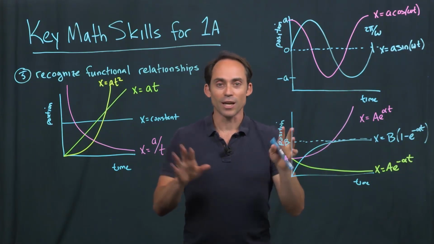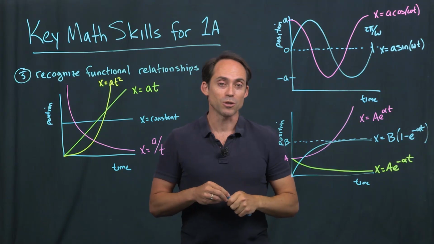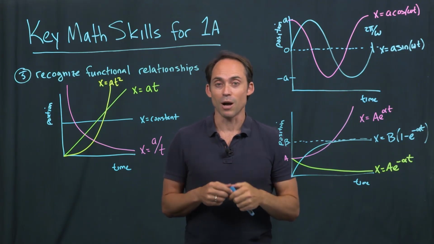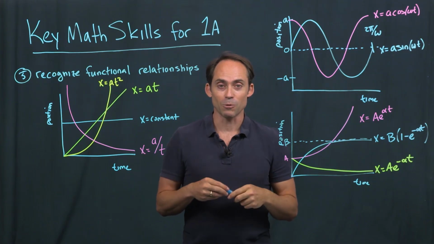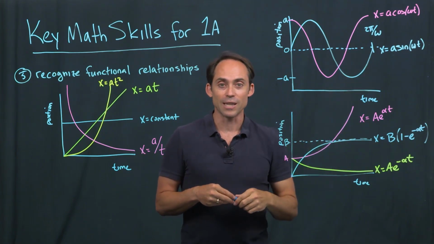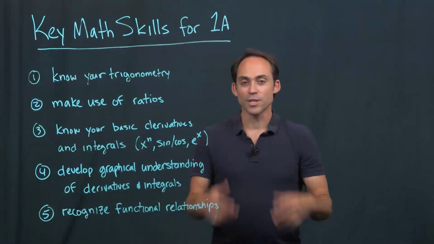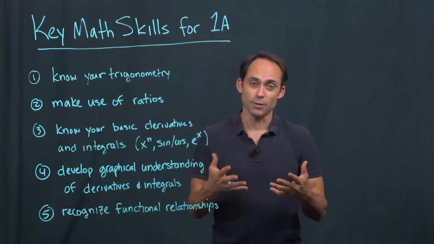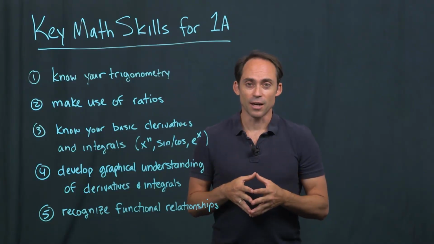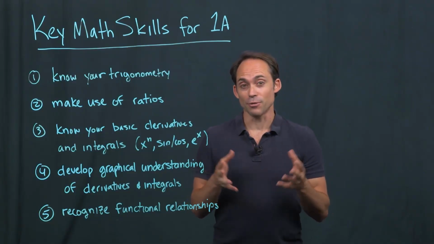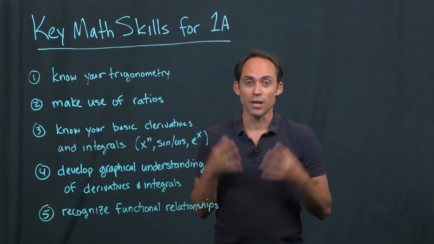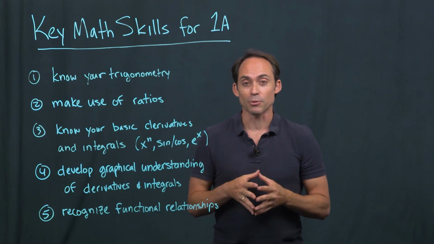It's good to recognize what function those motions correspond to, because it gives you a very quick way of writing down the solution to a problem, and then you can start experimenting with what the different variables are in that solution. So in summary, there are at least 5 basic math skills that I encourage you to develop and practice for the Physics 1A course, and indeed for all the physics courses that you'll be taking here at UCSD. The first is to really understand your trigonometry, know your trigonometric relations.